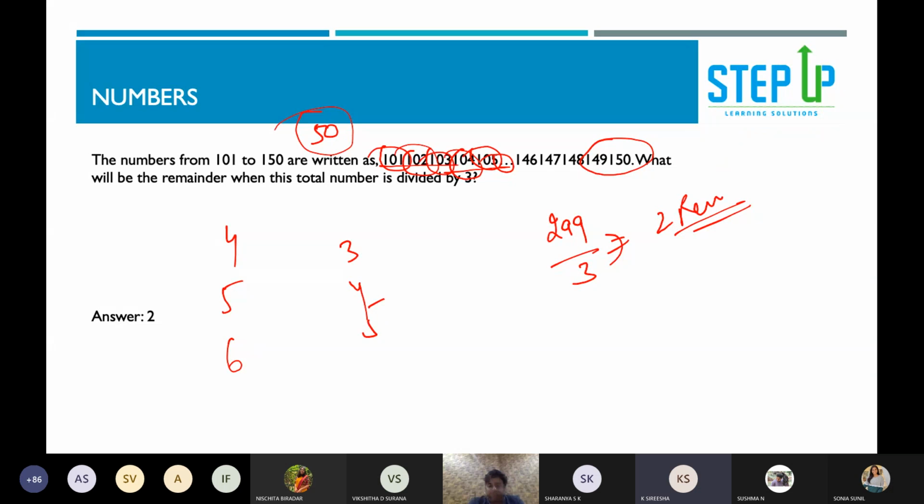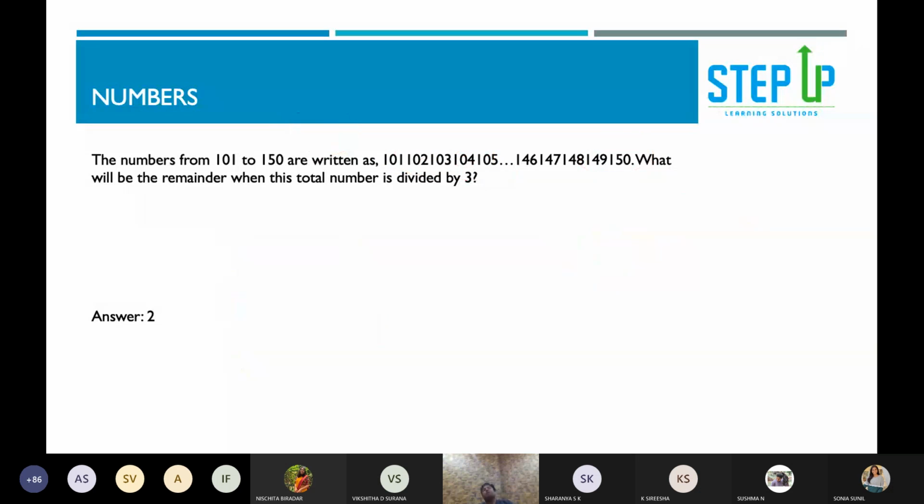Sir, can you repeat? Yes, I'm repeating it again. Whenever we talk about 3, the sum of any 3 continuous numbers is divisible by 3. That is a divisibility rule for 3. If you take a plus 1, a plus 2, a plus 3, three continuous numbers, and add them, it comes out to be 3a plus 6, which will always be divisible by 3.